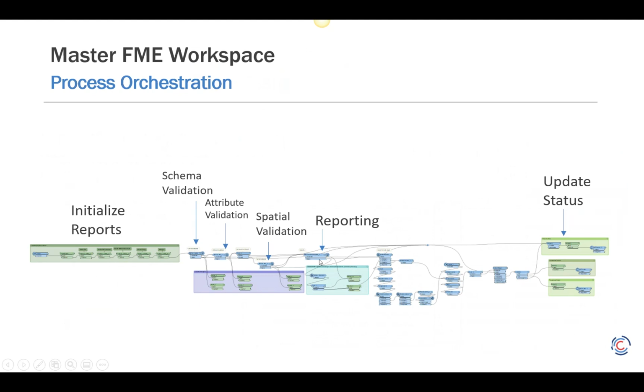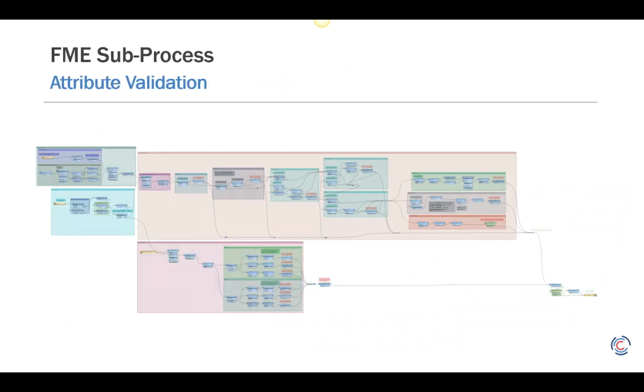In the reporting, as you can see, there is some branched reporting. Some reporting produces the actual results of the data, so that's this reporting over here. But then there are other reports that are more about tracking the process, to ensure that all the steps ran correctly. This is what one of those sub-processes looks like. This is the attribute validation process.